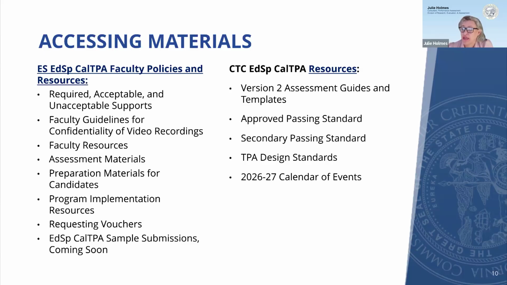We have a link to the approved passing standard, which is the same as last year. We'll talk about that too. We have a link to secondary passing standard, TPA design standards, and a new link, which is our 26-27 calendar of events. And that's on the left menu of this resource. So you can see and go ahead and register for all future events for this whole school year.